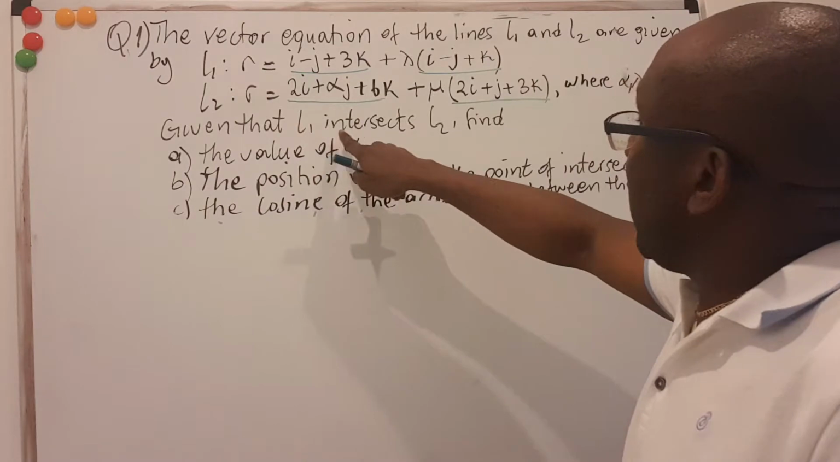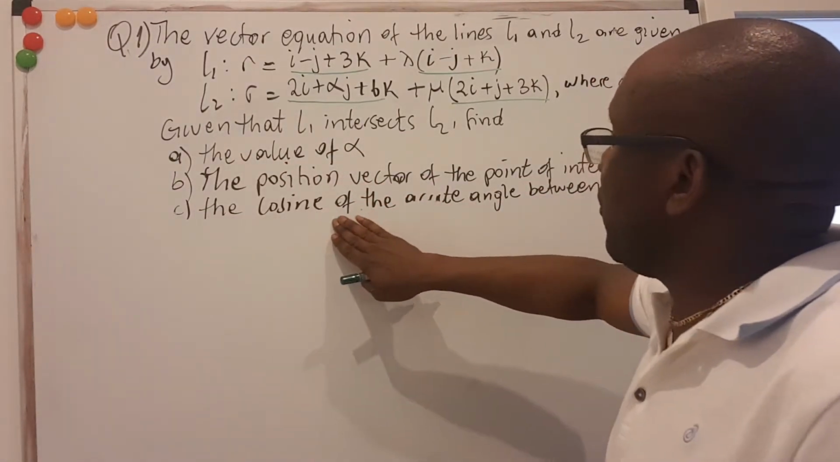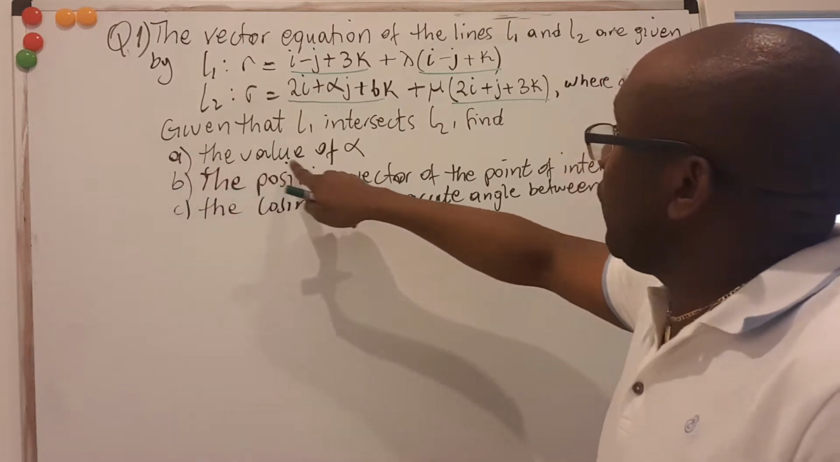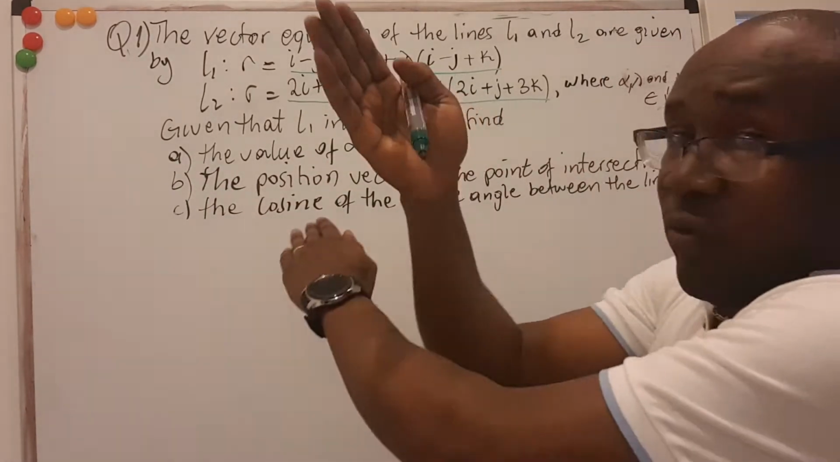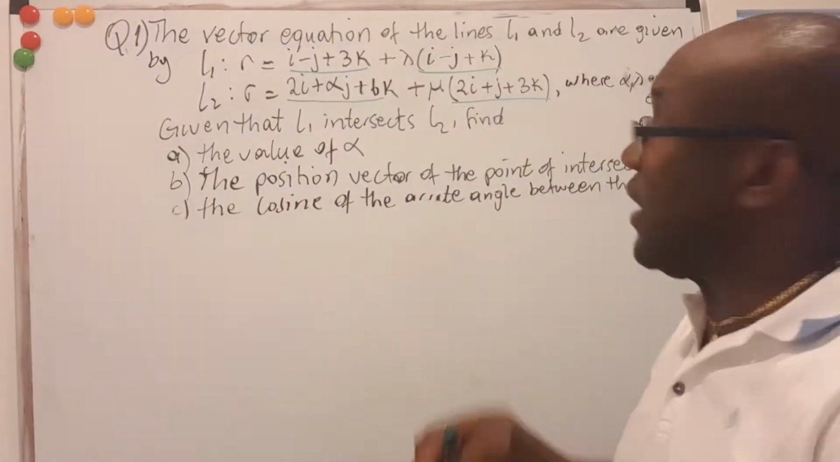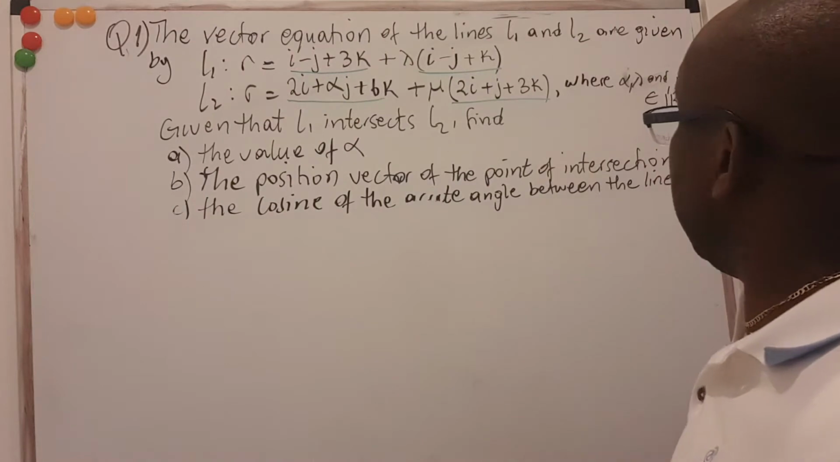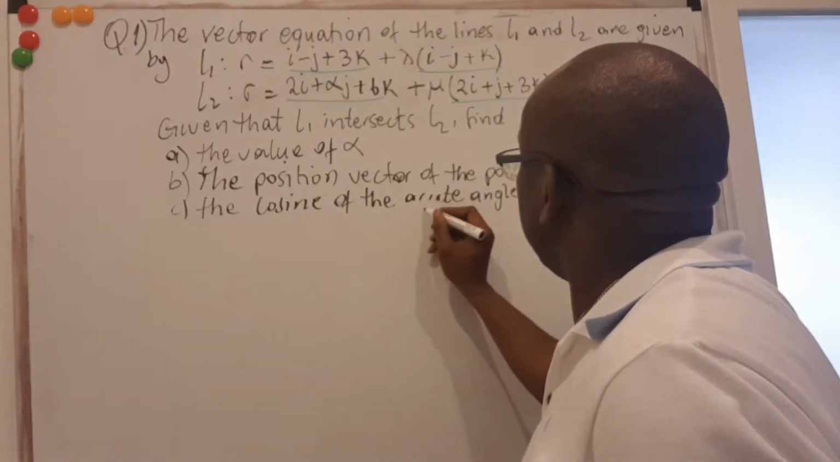And given that L1 intersects L2, we are asked to solve these three parts. So first, look for the value of this alpha here, then the position vector of the point of intersection, we are told they intersect, and then the cosine of the angle. If they intersect, then there's an angle, the acute angle between the lines.